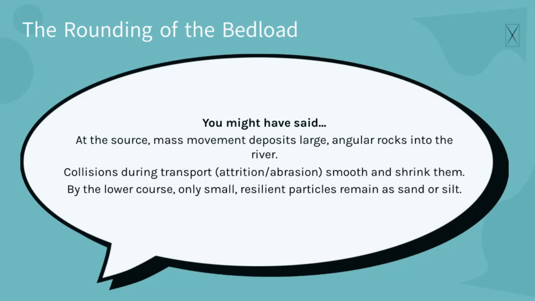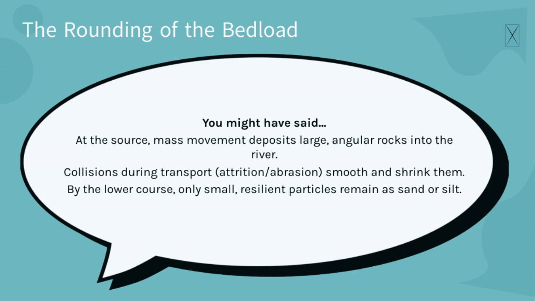You might have said that at the source, mass movement deposits large, angular rocks into the river. That is correct. You might also have said that collisions during transport cause attrition and abrasion. That is also correct. Attrition makes rocks smaller, smoother, and rounder as they hit each other. Abrasion can also wear them down as they scrape against the bed and banks. By the lower course, the river has transported the material for a much longer distance. Larger, weaker rocks may have broken apart, leaving smaller and more rounded particles.